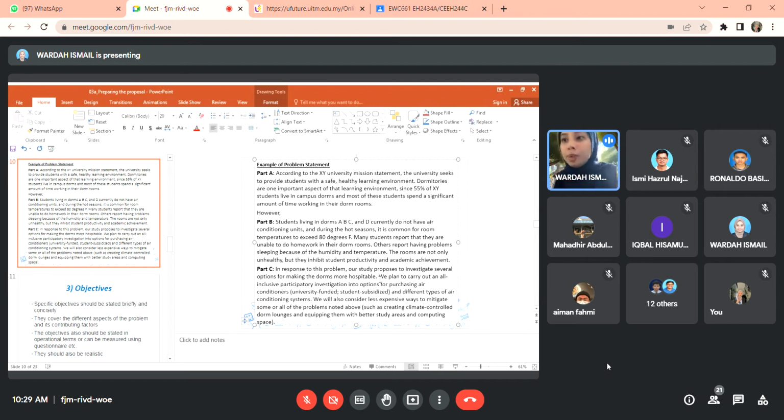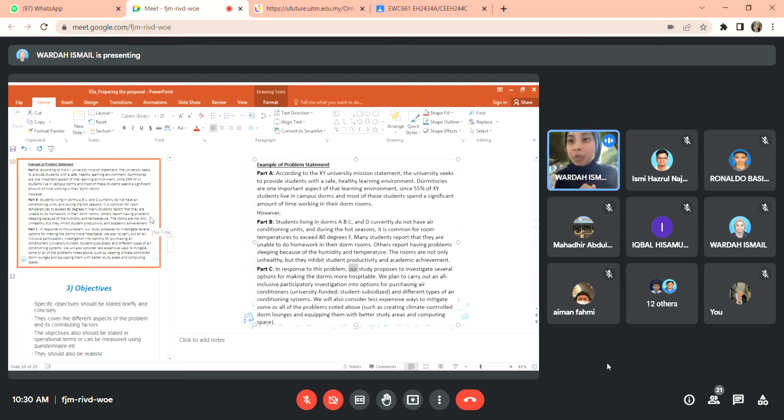What function do you do in your research? Okay, you want to investigate several options. Okay, but in your proposal and in your report later, you cannot use I, you cannot use we, you cannot use our, cannot. Later I will explain. Okay, this is just an example. Right? So that's how you write your problem statement.